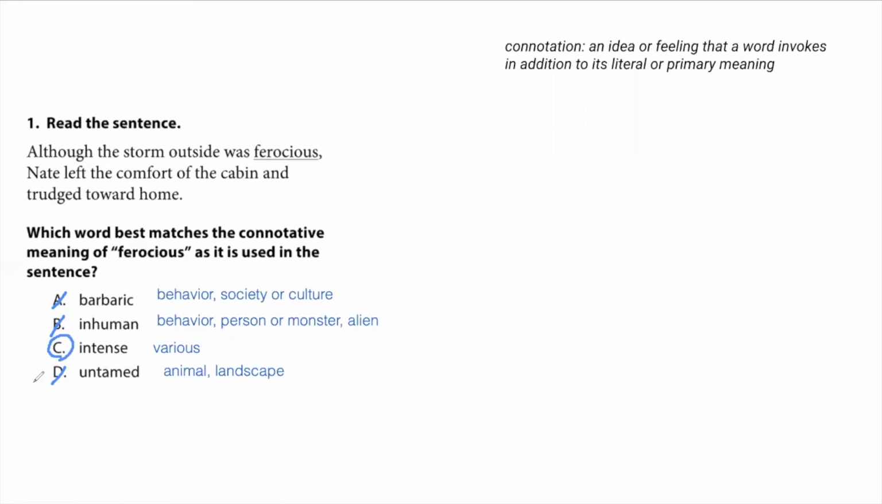This item also points to a general strategy for test taking, which is when one of your answers is more general, more broad, or more generic than the other answer choices, it's often the correct answer. In other words, here we had three answer choices that were very specific, talking about a culture, a monster, or an animal. Whereas this item was very general. It could apply to many different things. And so chances are that that's going to be the correct answer.